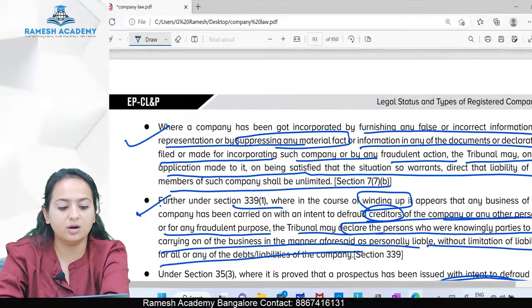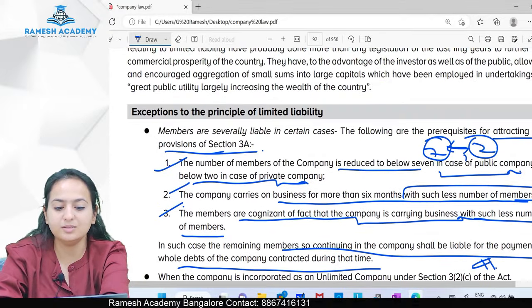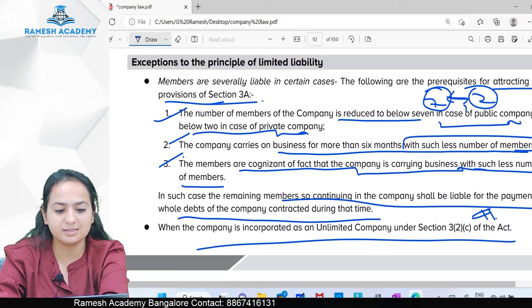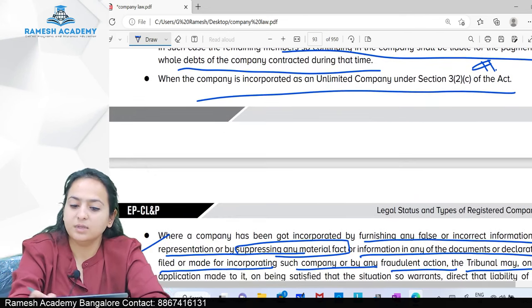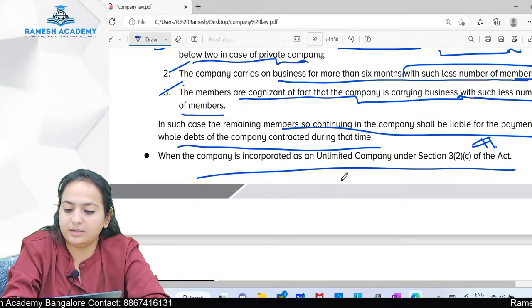So we can write the main points. First is the reduced number of members, who are severally liable. Second, unlimited companies.